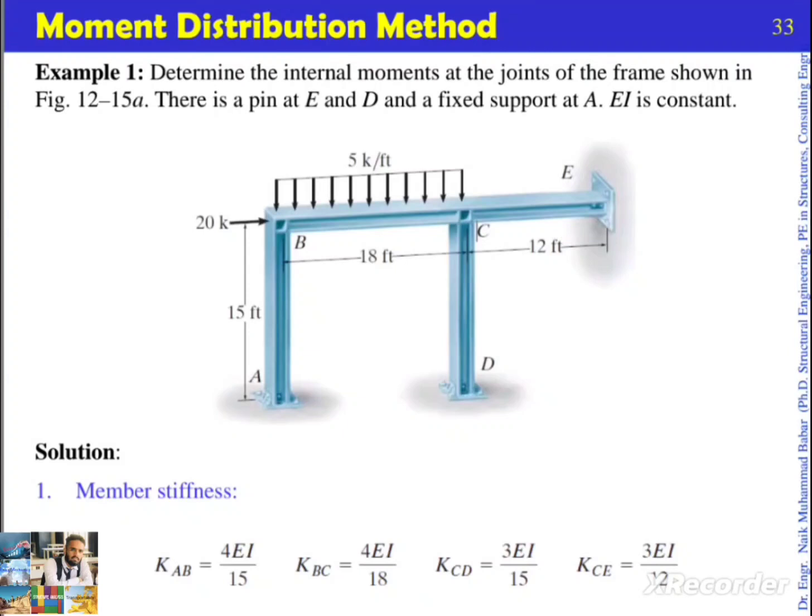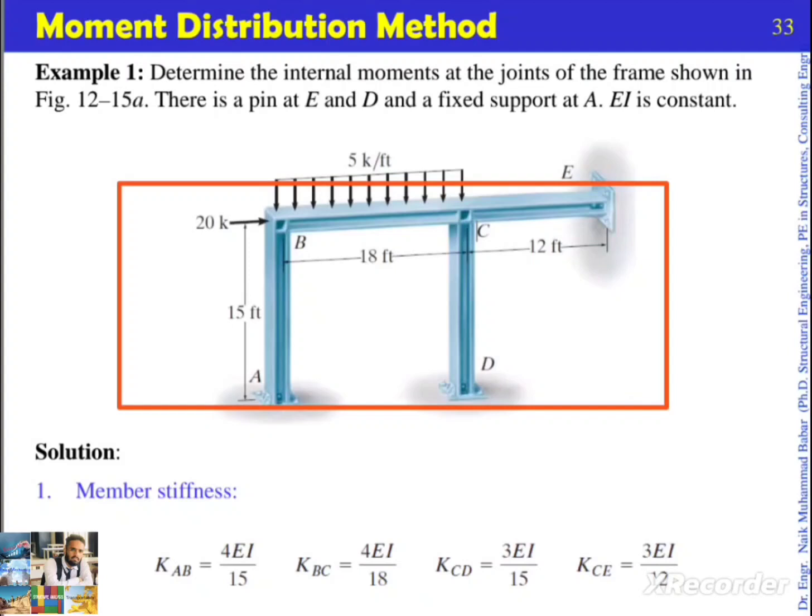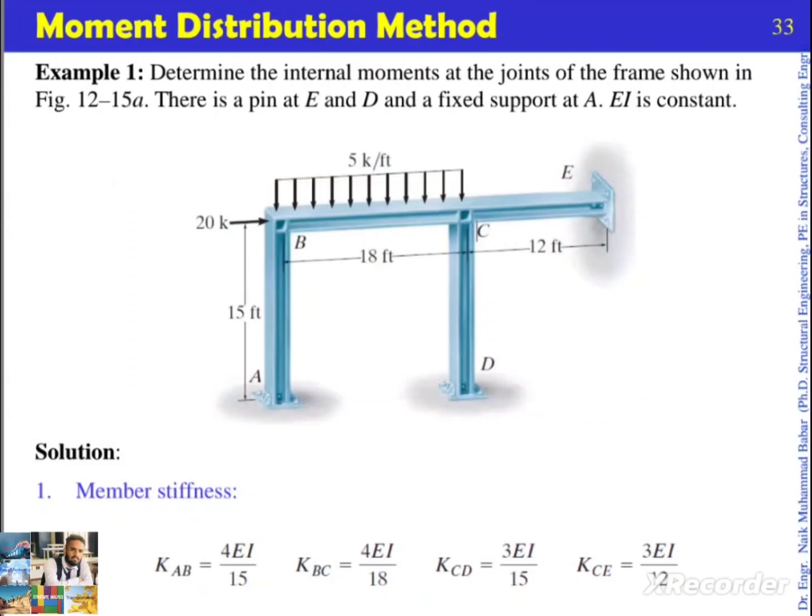Since a frame is the combination of columns and beam, there are two types of frame. One is the no sidesway frame and another is the sidesway frame. This is the example of a no sidesway frame in which horizontal deflection is not permitted, which is restrained.